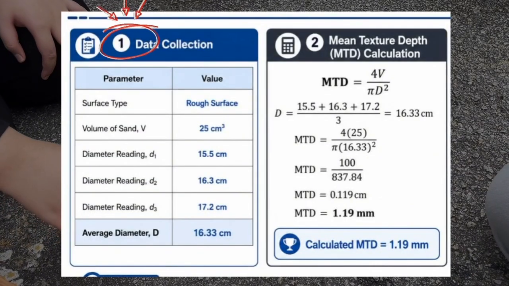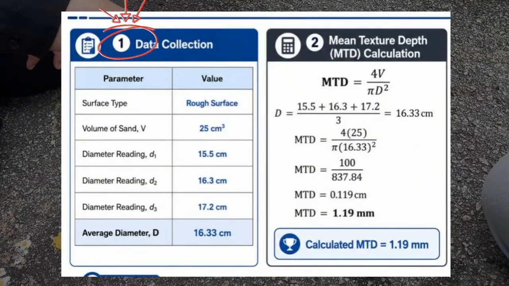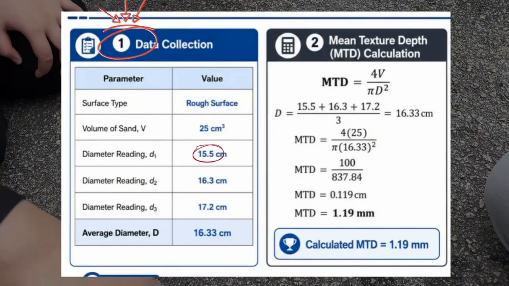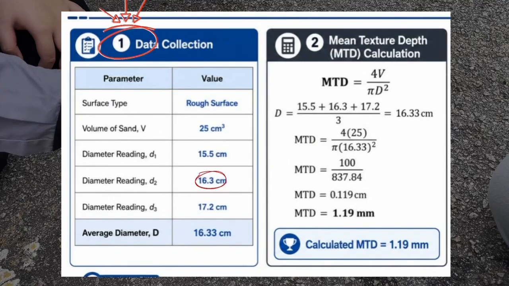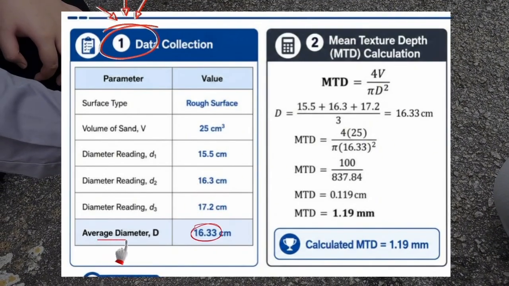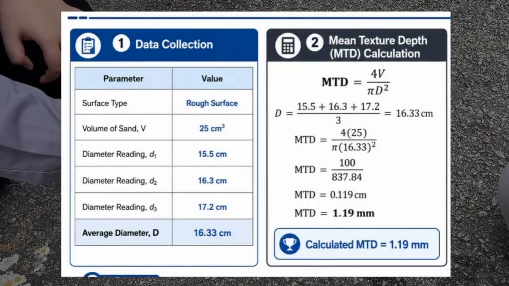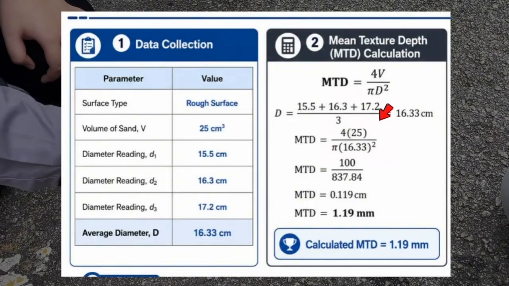For data collection, after spreading the sand into a circular patch, 3 diameter readings were taken: 15.5 cm, 16.3 cm, and 17.2 cm. The average diameter obtained was 16.33 cm, and this value was used to calculate the mean texture depth.